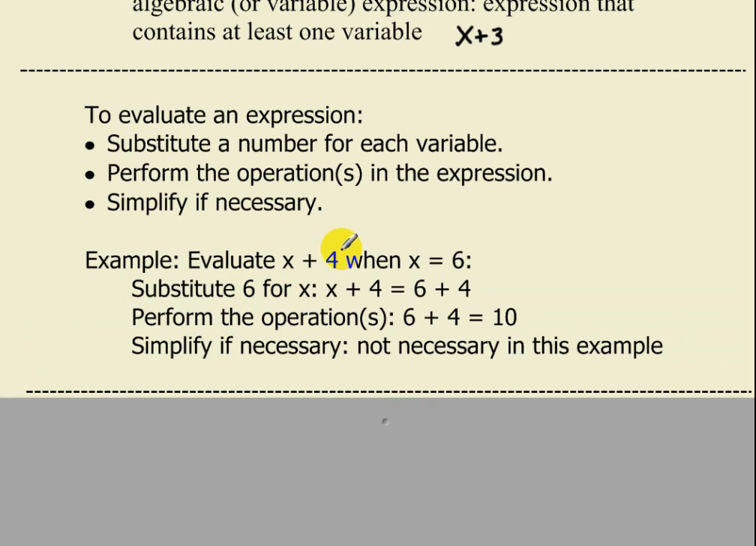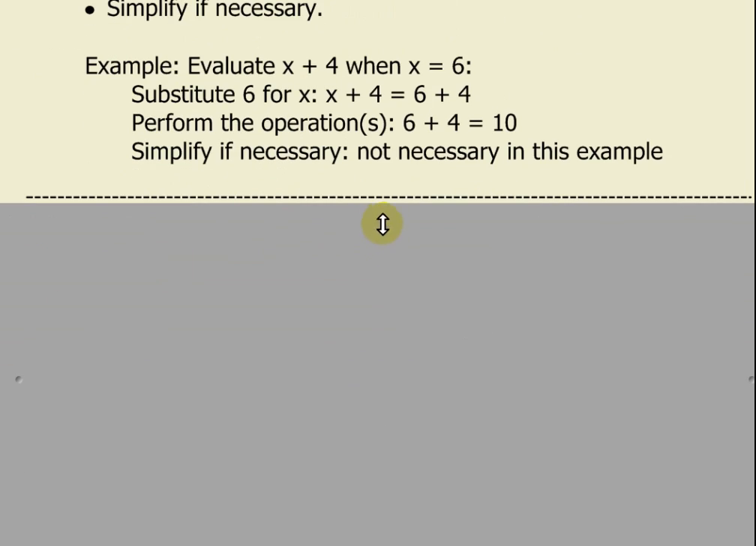So evaluate x plus 4 when x equals 6. So first of all, substitute the value that we were told in place of the variable. So substitute 6 for x, plus 4 then becomes 6 plus 4. Then perform the operation. In this case, we only have the one operation, addition, so we perform that. 6 plus 4 equals 10. Now simplify if necessary. Well, of course, we don't need to simplify this any further. We already have our answer of 10.